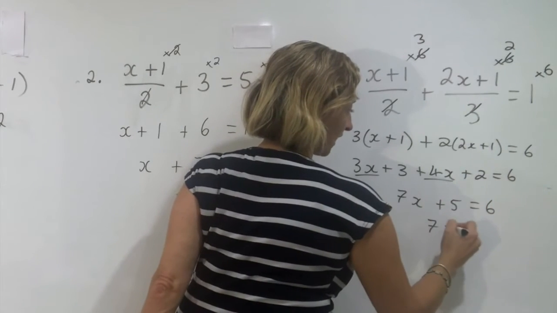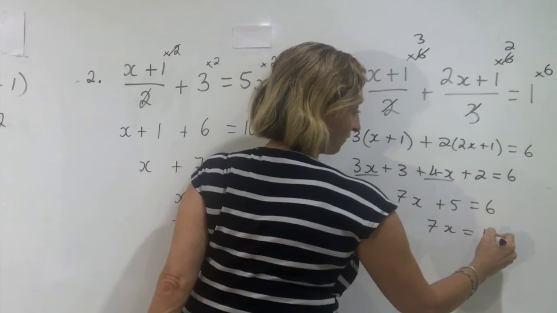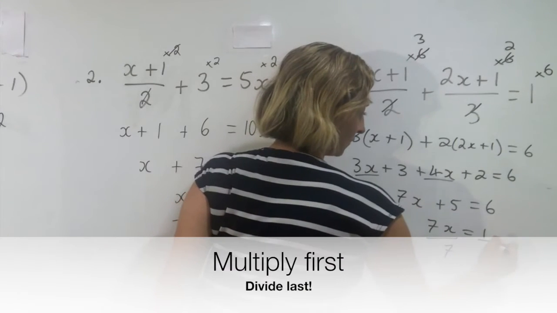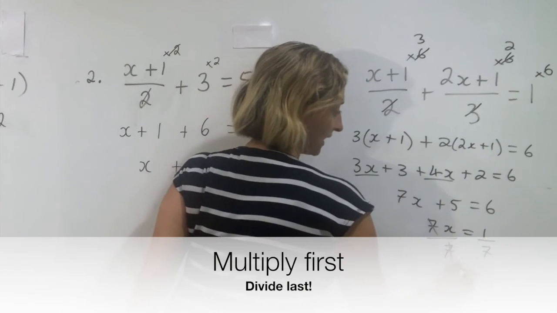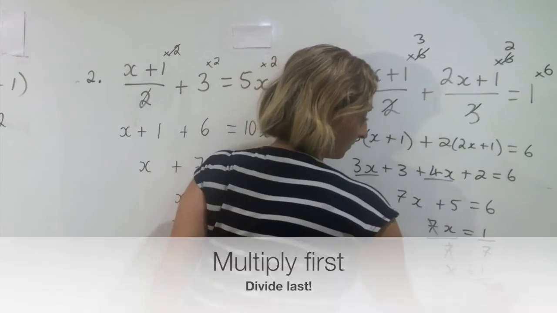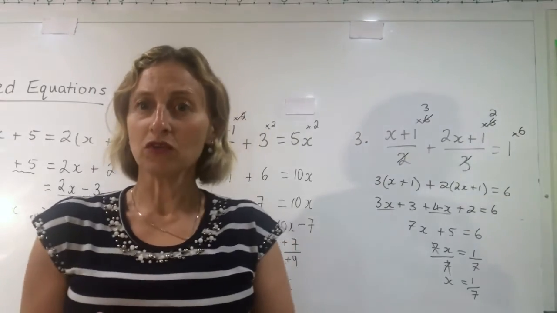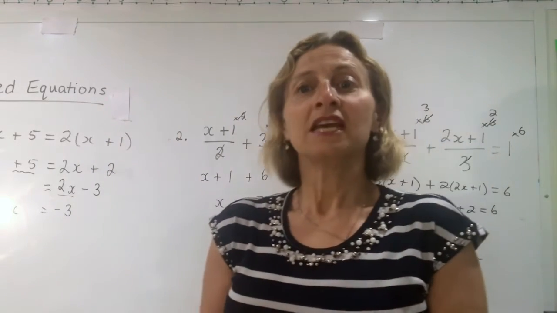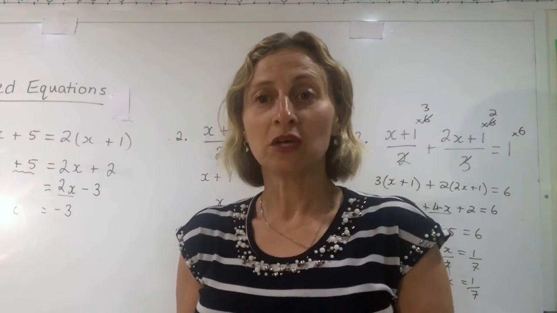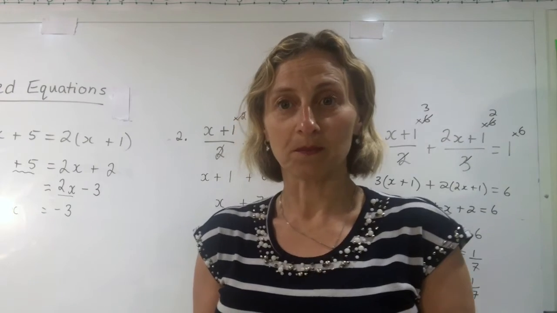Move the 5 to the other side. 6 take away 5 is 1. And then, of course, I divide last. And leave the fraction as your answer. The only reason you would do it as a decimal would be if the question specifically asked you to write your answer in decimal form.